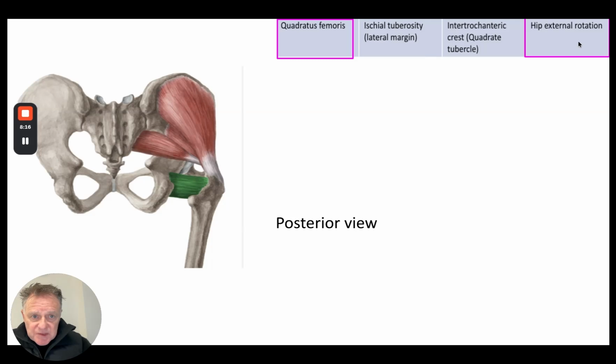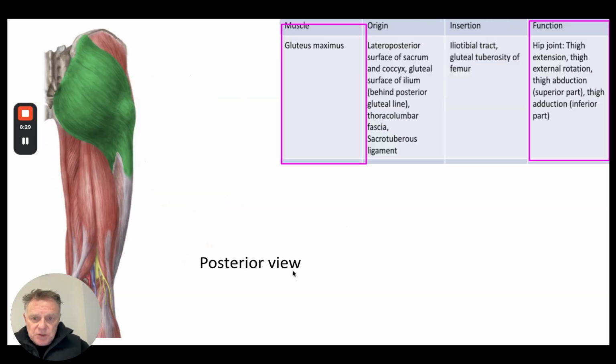The quadratus femoris: ischial tuberosity as well, into the greater trochanter at the intertrochanteric crest. As a result, external hip rotation as well.